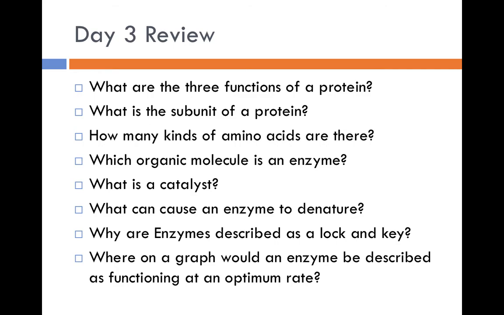What can cause an enzyme to denature? Two key environmental factors would be changes in temperature and changes in pH level. Why are enzymes described as a lock and key? Because only a specific substrate, which would be the key, could fit into a specific enzyme, and that enzyme is the lock. And on day 3's, I showed you some graphs of what that optimum rate would look like and how to read those graphs.